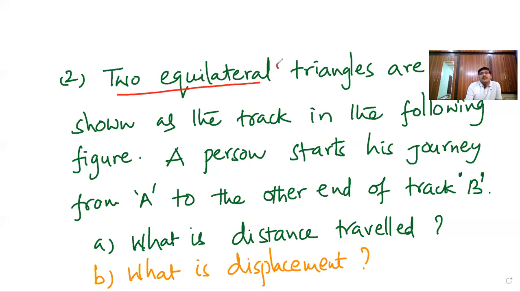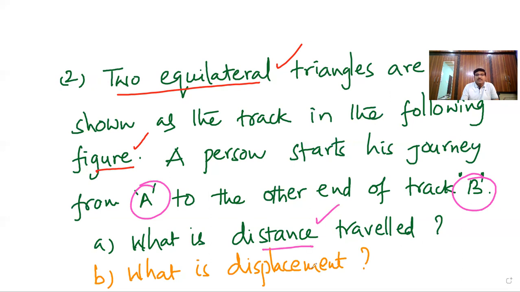Now the clarity. Two equilateral triangles are provided as shown in the figure. The figure is provided to us. The person is starting from position A, making the journey, and ending at position B. Clear? Now he is asking what is the distance as well as the displacement. Now the figure is provided. Here let us see the figure.